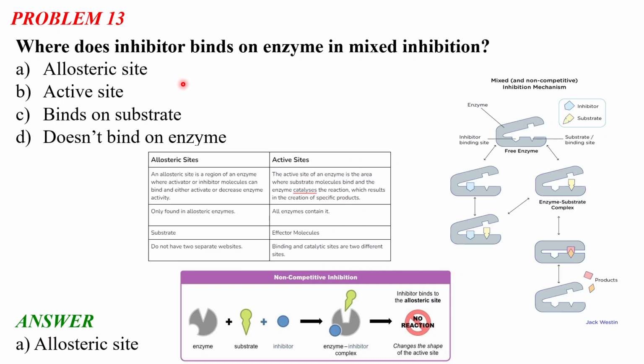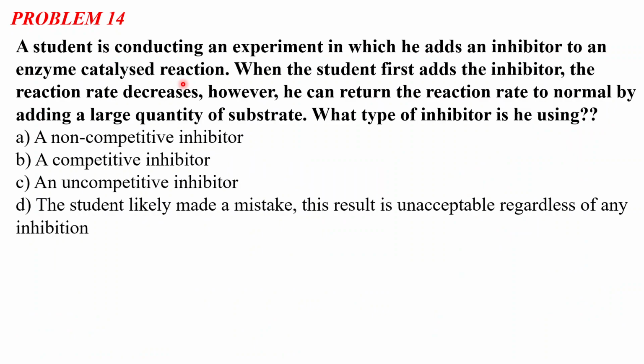So now we will move toward the next problem. Problem number 14 says a student is conducting an experiment in which he adds an inhibitor to an enzyme catalyzed reaction. When the student first adds the inhibitor, the reaction rate decreases. However, he can return the reaction rate to normal by adding a large quantity of substrate. What type of inhibitor is he using?